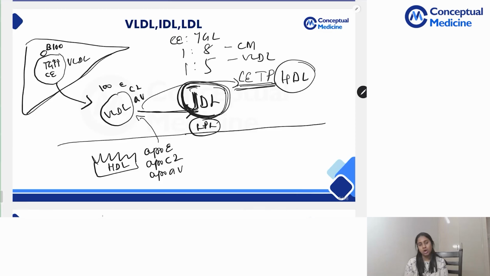So this IDL will enter back into the liver and will have the same pathway, the same fate, like how your chylomicron has undergone. But this time, it is not ApoE, it is ApoB100, which will stimulate your LDL receptor. With the help of the LDL receptor, it gets internalized. And inside the liver, on your IDL, there is a special enzyme which is going to act, and that enzyme is called hepatic lipase.